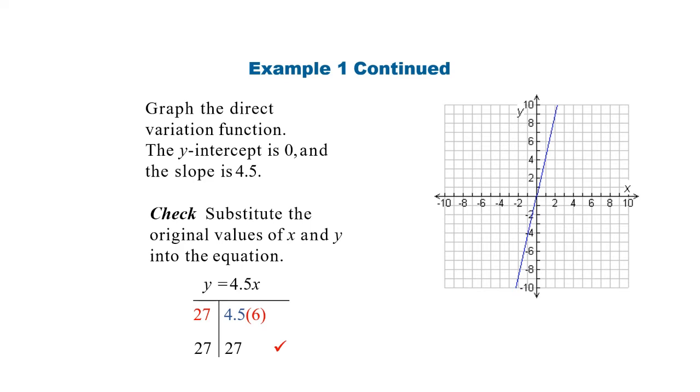Based from the first example, we can conclude that if the graph passes through the origin and forms a straight line, then the equation is a direct variation. Let us now proceed to example number 2.